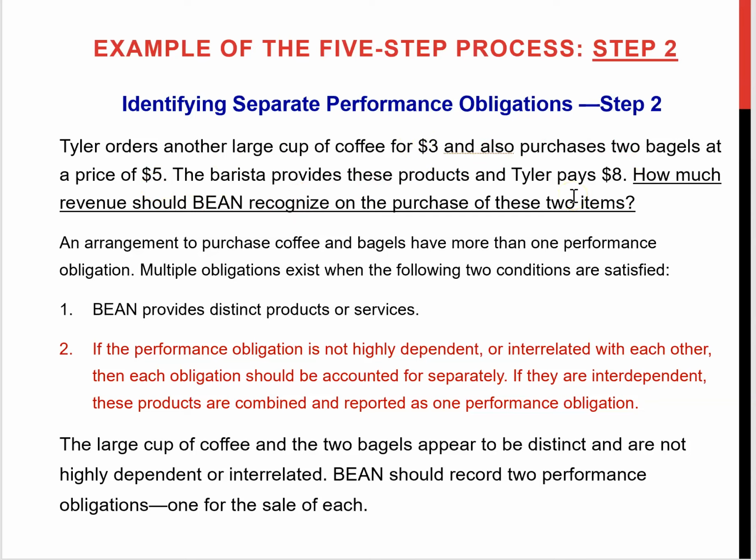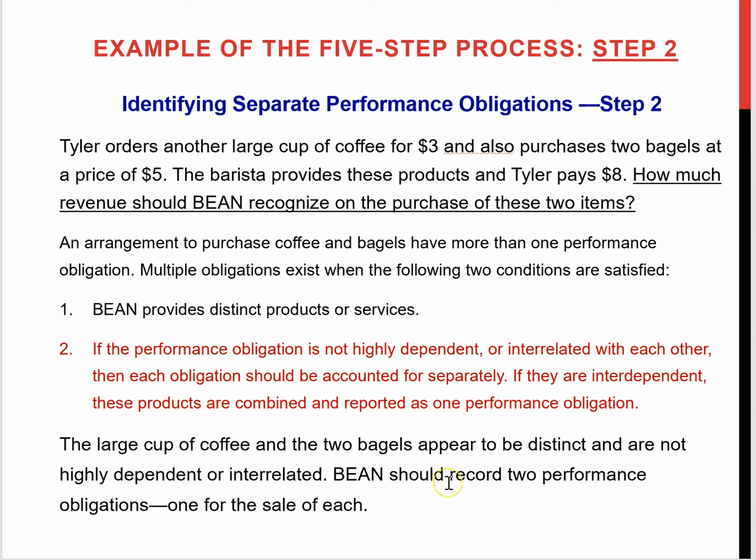So that means when you see the performance obligation or step 2, first check whether there is 1 obligation or more than one obligation. Then you have to think of whether those obligations are separate or independent, or whether those are dependent or interrelated. Here in this case, we will see there are 2 separate products, 2 specific prices. One is coffee, another is bagel. Tyler could just go for the coffee, or Tyler could just go for the bagels. That means those two products or obligations are not highly dependent or interrelated.